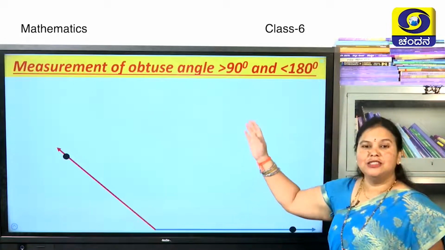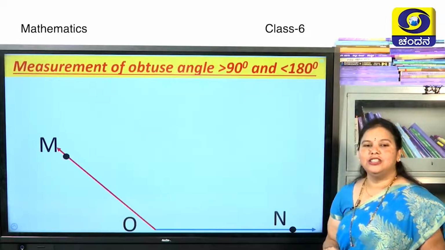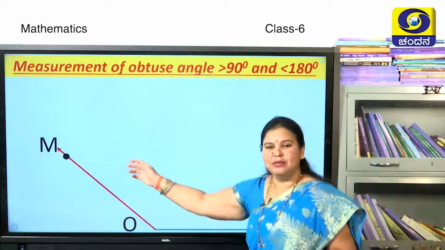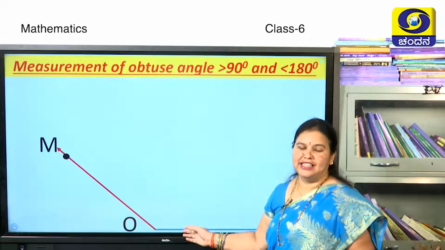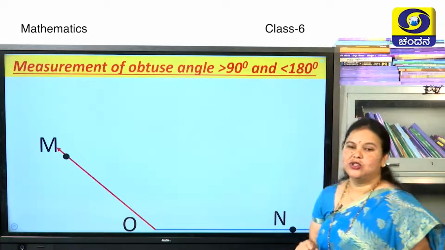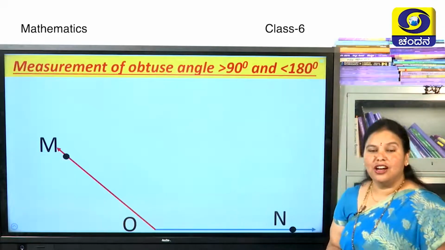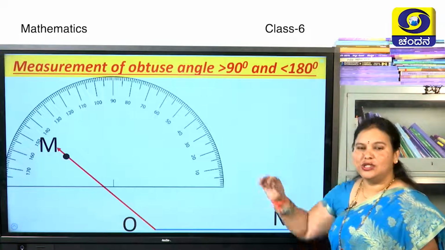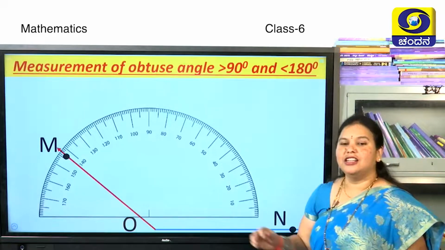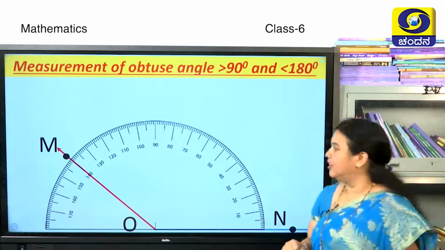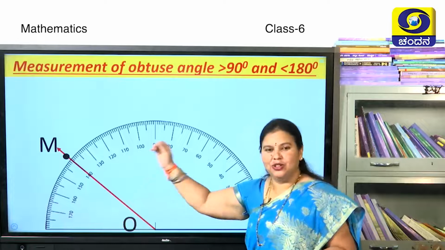Now, we will understand the measurement of obtuse angle. Here also, I have taken two line segments OM and ON. These two line segments are coinciding at the common vertex O. So, an angle has formed between these two line segments. Now, we will measure that angle using this protractor. Now, I am placing this protractor on the line segment ON. Now, we will read the marking on the protractor against the line segment OM.